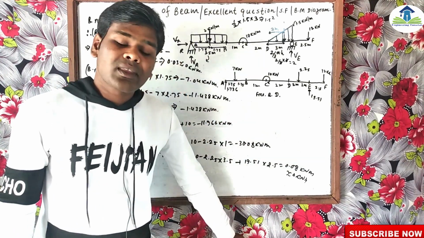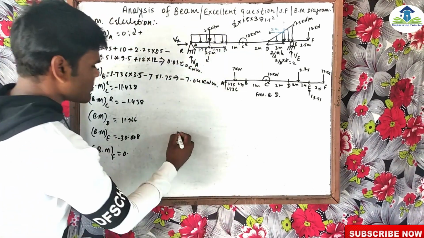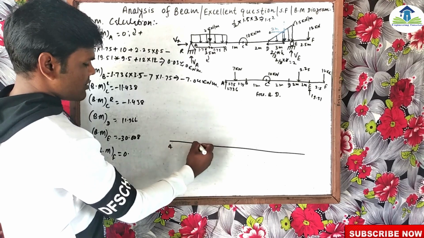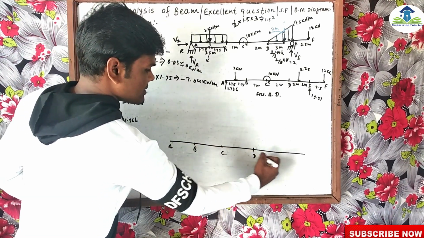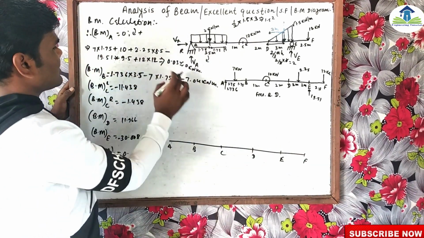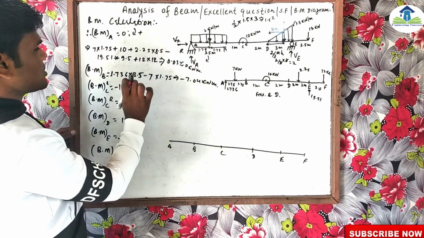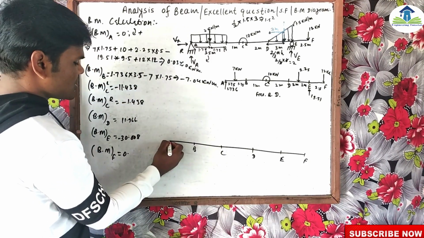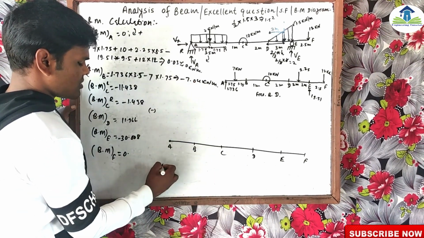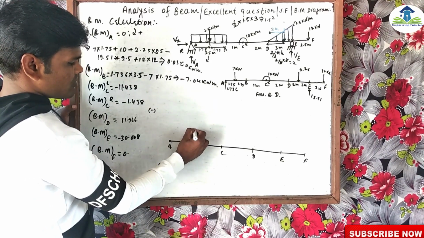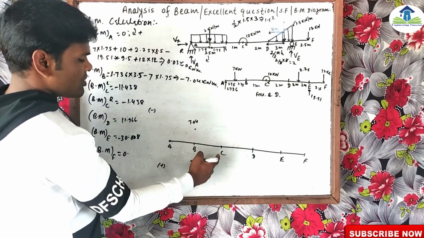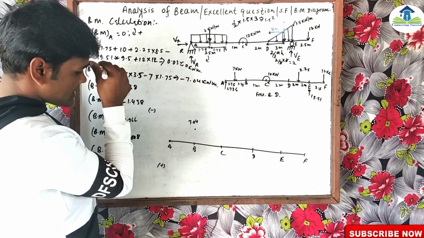Now we are going to draw the bending moment diagram. For this, we calculate at point A, B, C, D, E, F. For point A, what is the bending moment? This will be 0. What is the bending moment at point B? This will be minus 7.04. Minus is this side, plus is this side. So minus 7.04. Now at point C on the left side, 11.438.